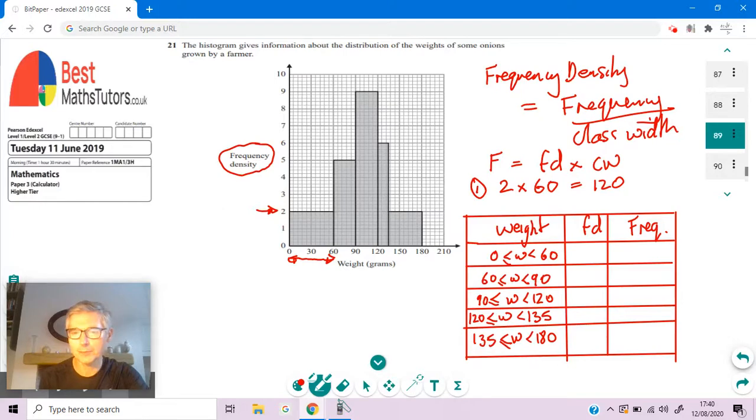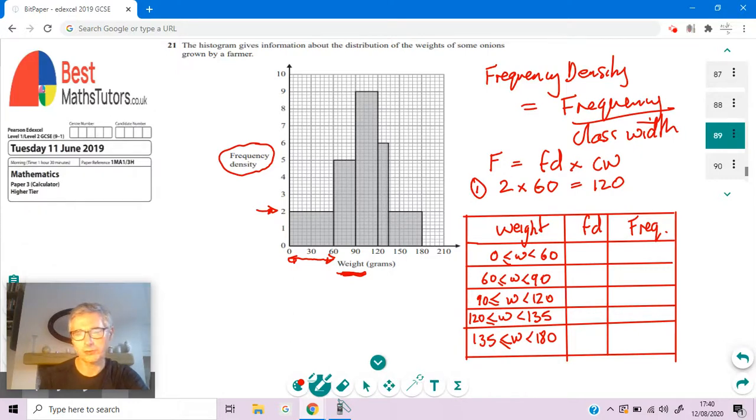So just to save time, what I've done is I've drawn this table here. So we can see we've got different columns. We've got the weight, because the weight comes from this unit on the graph here. So we're measuring the weight of these onions. And then the frequency density is obviously the vertical axis. And we're going to try and work out the frequency for each one. So the first group is going from 0 to 60, as we can see there. So that's where these values come from.